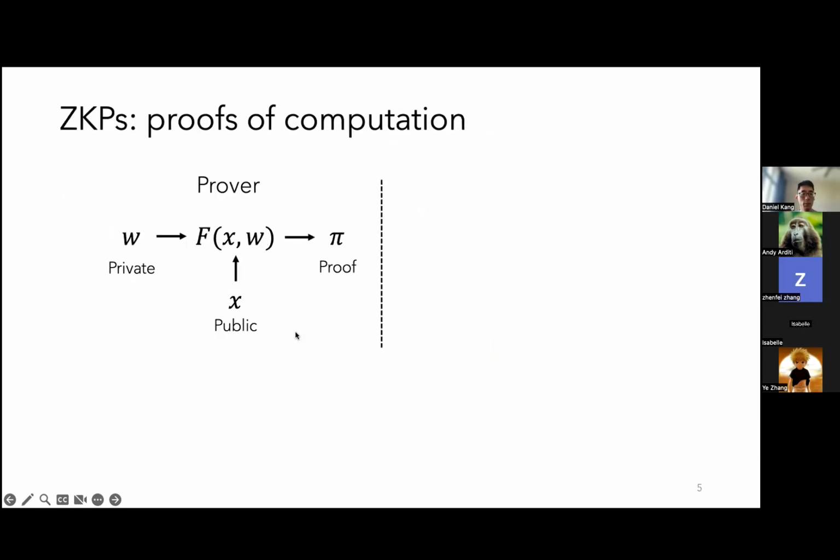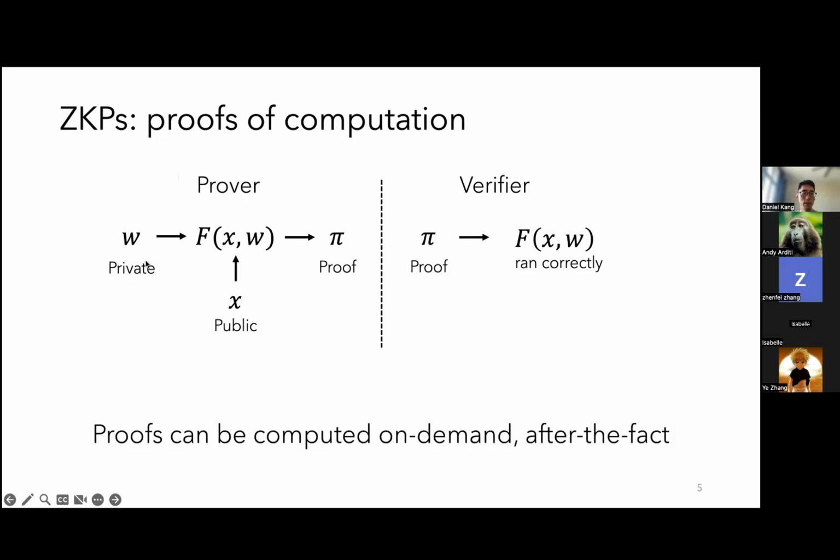Now, one thing I want to be a little bit specific about in terms of the notation is what specifically these zero-knowledge proofs are doing. So here we're going to use this notation f of x comma w, where f is the function that is shared between the prover and verifier, w is the private input, x is the public input, and pi is the proof. The verifier will take pi and then can verify that f ran correctly without actually knowing what w was. And importantly, these proofs can be computed on demand after the fact.